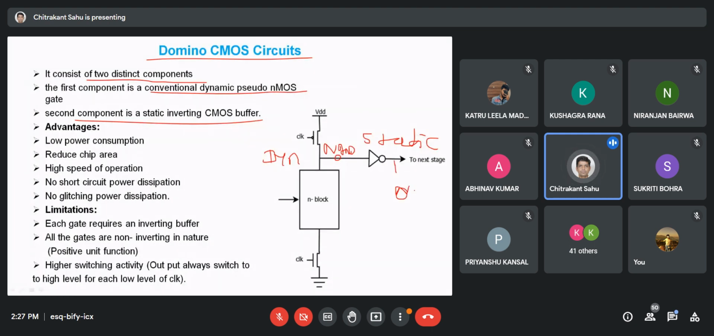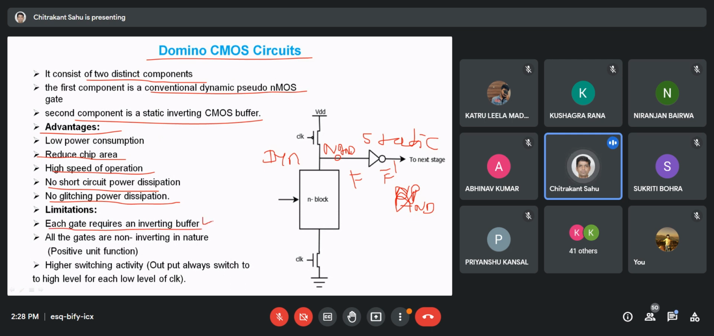So this is a fact. The advantage of using the dynamic logic is that we are getting F bar here. So it is a reduced chip area, and high speed of operation because you are using dynamic logic, with no short circuit power. All the advantages of the dynamic will be combined here as a domino logic circuit. Another thing is the limitation.